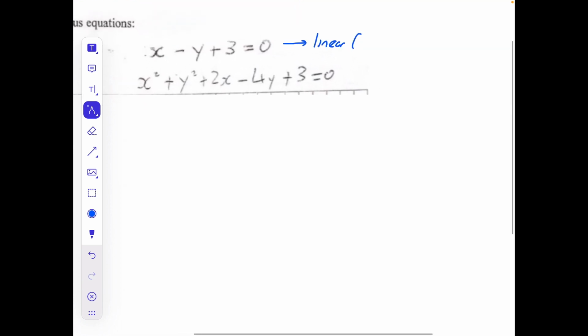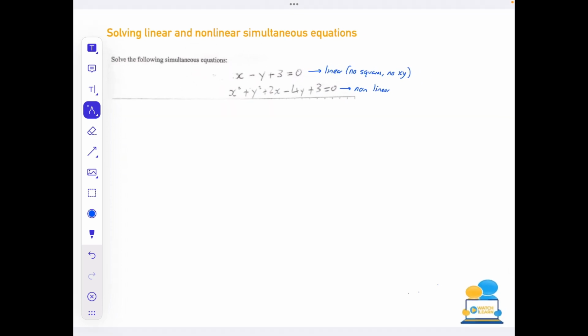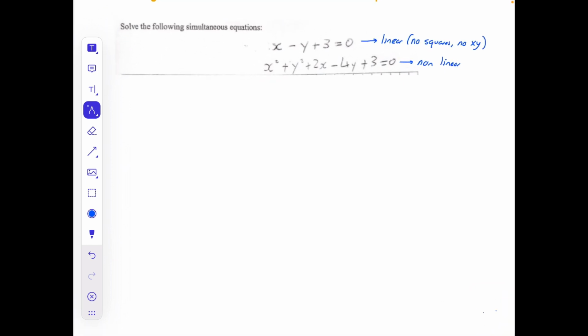Okay, so what linear means, if you graph it, it would be a line, but we're not going to go into that right now. Linear just means one with no squares, no x multiplied by y, or anything weird. Then this is our non-linear, which can have squares, like x squared, y squared, it could have x multiplied by y. So that's our step 1. Figure out which is your linear and which is your non-linear.